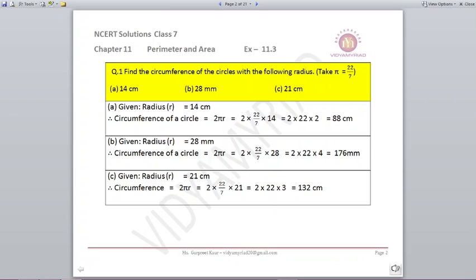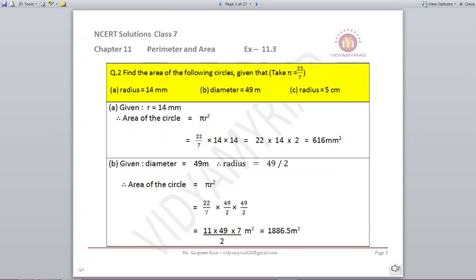Please remember to write down the formula. Even if there are 3 parts or 4 parts, whatever the number of parts are, you must begin writing with the formula. First write the formula and then put the values in that formula to find out the respective answers.